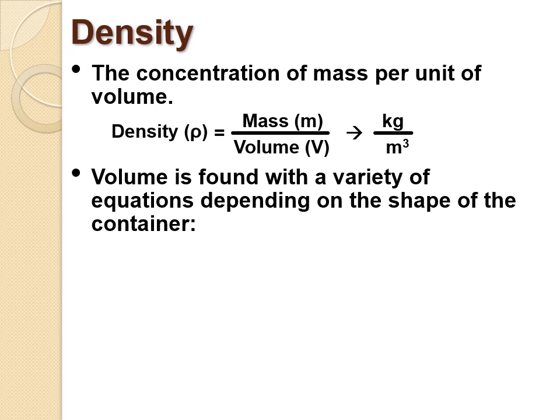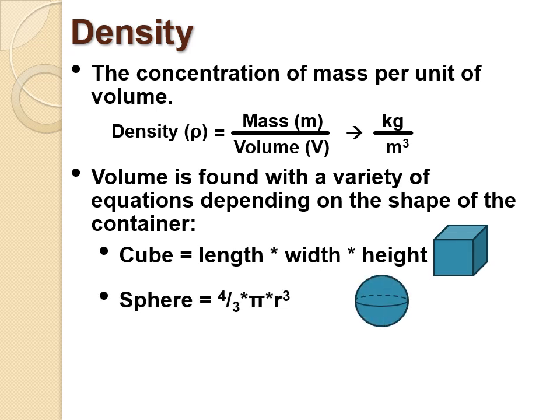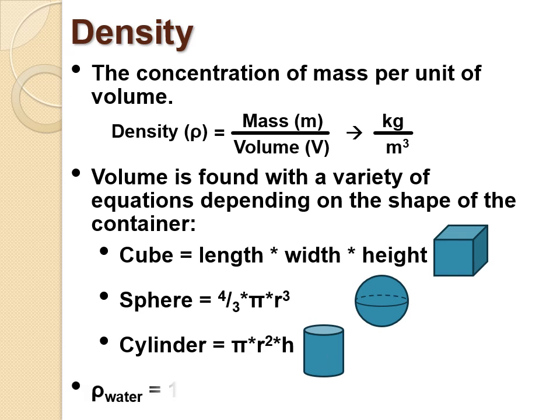So the volume is found by a variety of methods. We've got a few shapes that we use to find volume: length times width times height for a cube. A sphere is 4/3 pi r cubed, and then a cylinder is going to be pi r squared, which is the area of the base, and then times the height. And then one of the major constants that we use, water, is going to be 1,000 kilograms per meter cubed. We're going to be using that a lot in a lot of our equations and problems in physics.